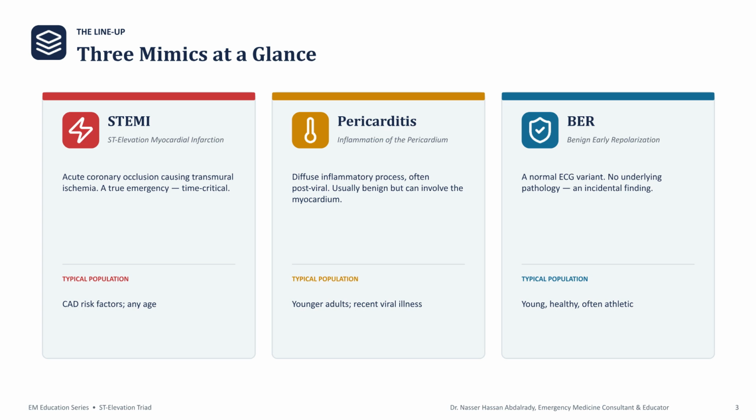Here is a quick overview. STEMI is a time-critical coronary occlusion. Pericarditis is a diffuse inflammatory process, often post-viral. BER, or benign early repolarization, is a normal ECG variant. Knowing the typical patient population helps guide your initial assessment.